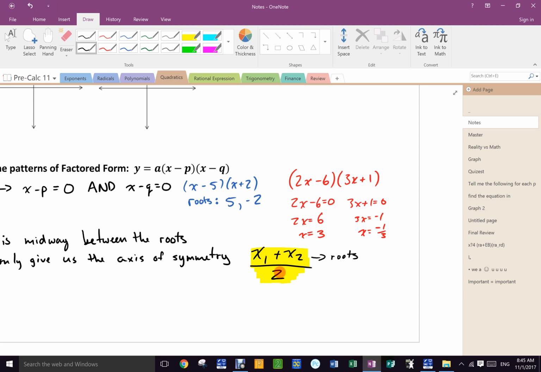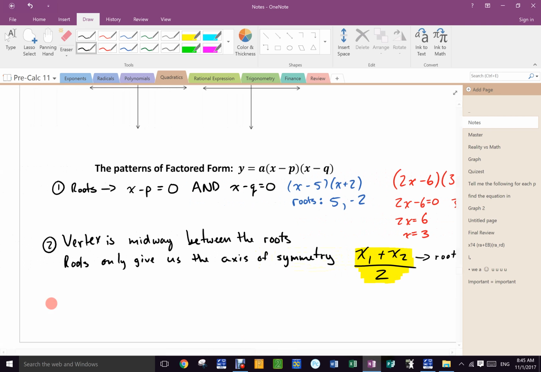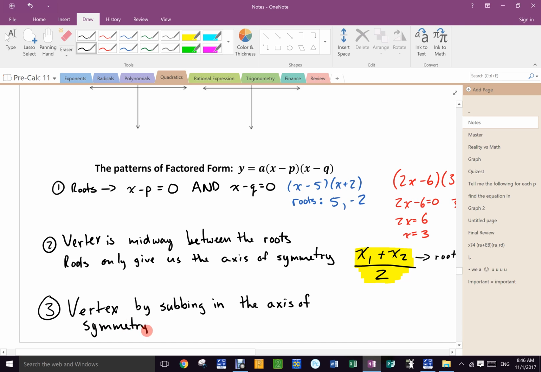Everybody got that? And then the third thing you can get from this, you can get the vertex by subbing in the axis of symmetry value into the original equation.